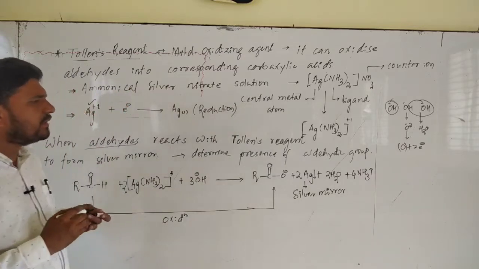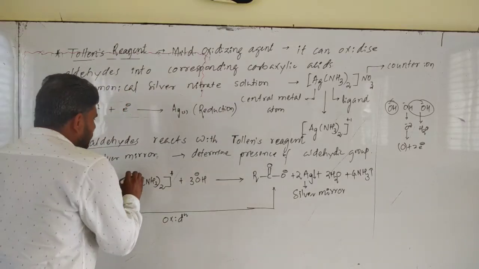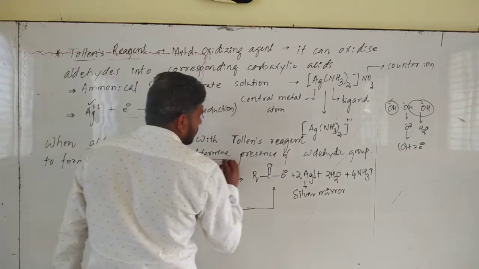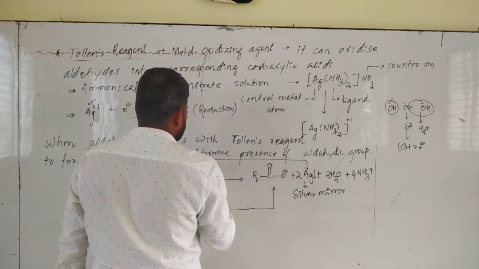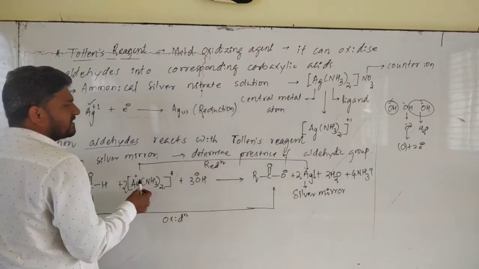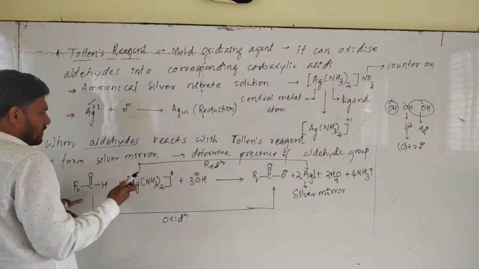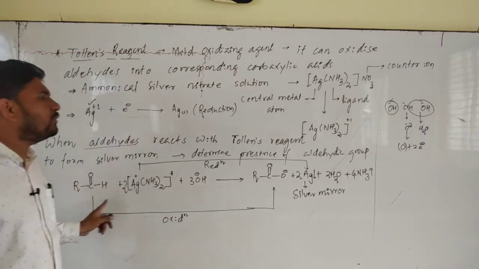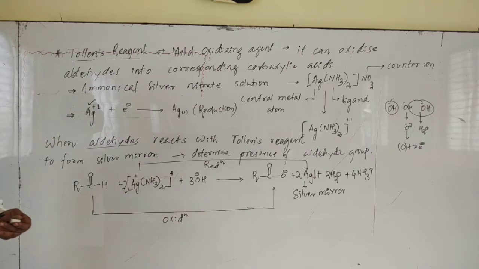See what happens over here. Ag plus 1 is converted into what? Ag. This is nothing but a reduction. Means this undergoes reduction, so it acts as a what? Oxidizing agent. Tollens reagent oxidizes aldehyde into the corresponding carboxylate anion.